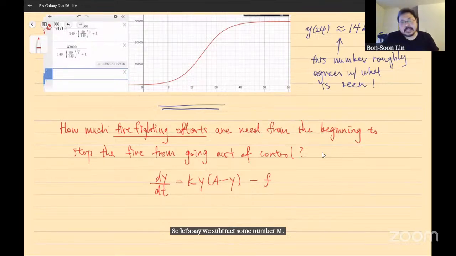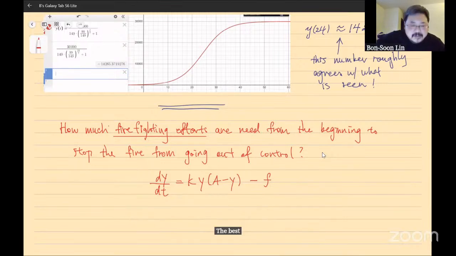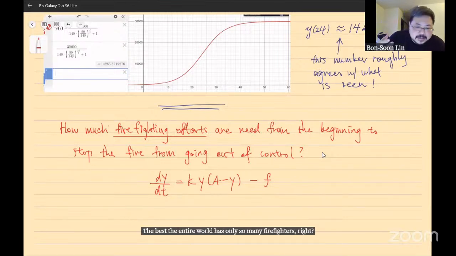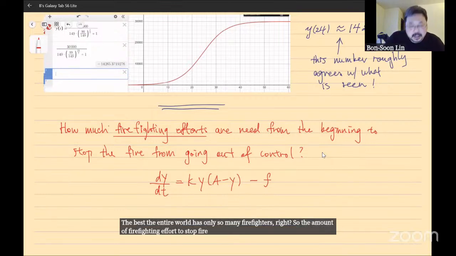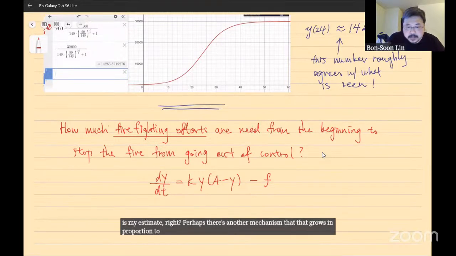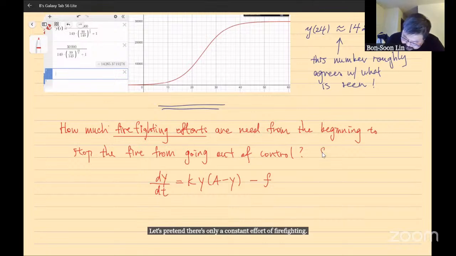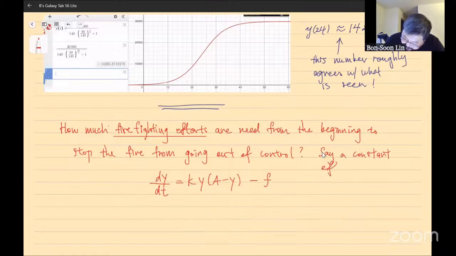Now, why do I say this is a number, a constant? Because the entire world has only so many firefighters. So the amount of firefighting effort to stop the fire is constant. At least this is my estimate. Perhaps there's another mechanism that grows in proportion to how much fire there is, but let's pretend there's only a constant effort of firefighting. Okay, that is this f right here. This is a constant.